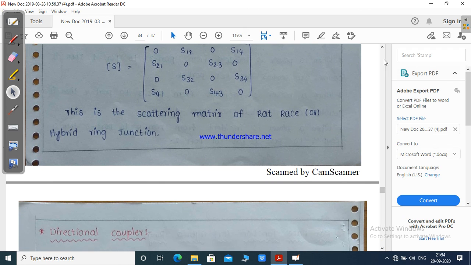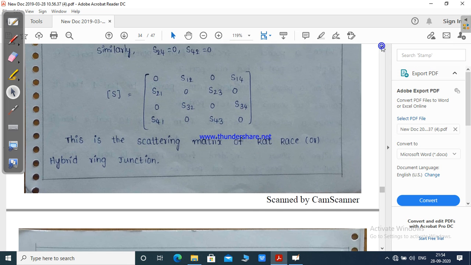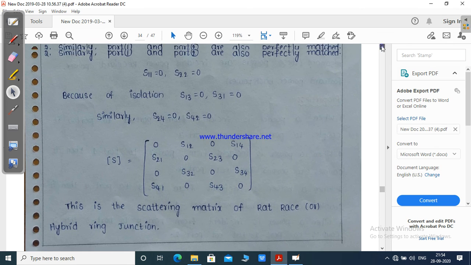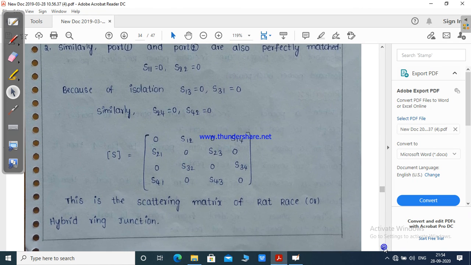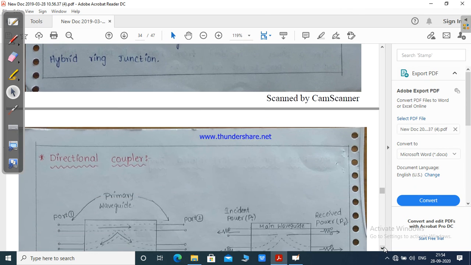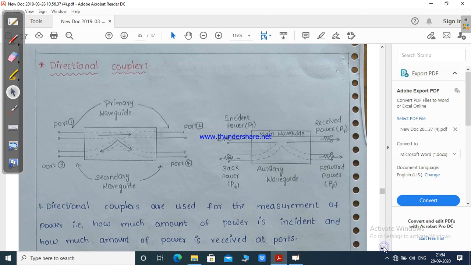Up to here we discussed the magic Tee, its applications, as well as the hybrid ring. In the next class we will discuss directional couplers.